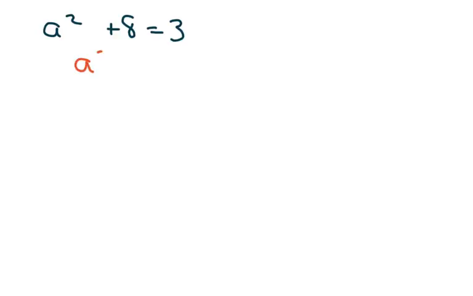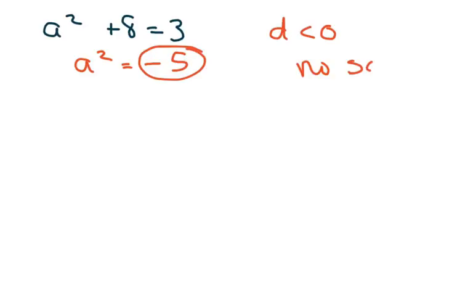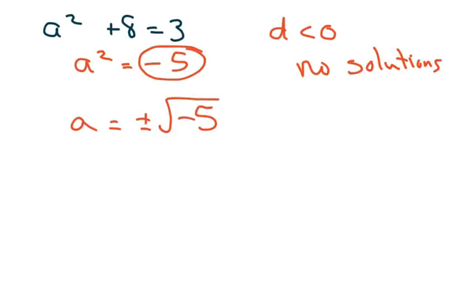Here we're going to subtract 8. We get a negative 5. Of course, this is negative. So d squared is negative. That means no solutions. You could just stop there if you want. Basically, if you square root both sides, you can get plus or minus the square root of negative 5. That means, actually we should say, no real solutions.